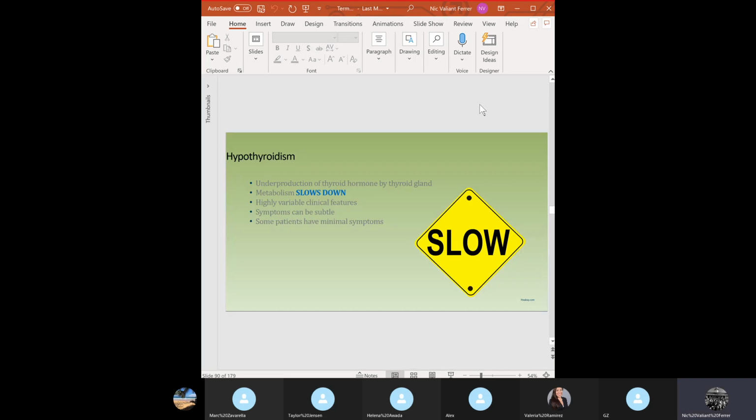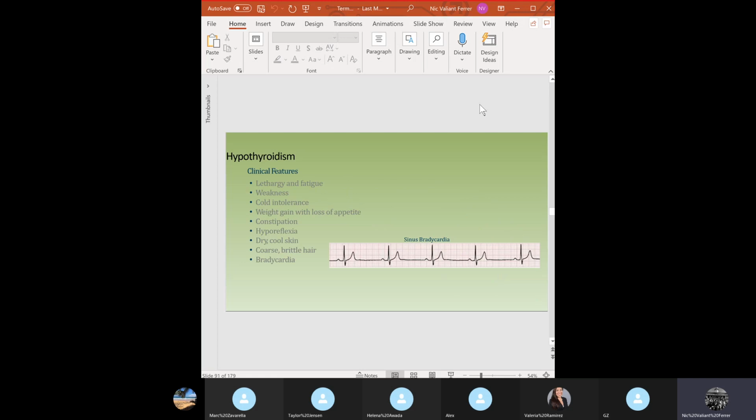Now, endocrinology. So hypothyroidism. Everything slows down. Think about basal metabolic rate decreased, right? Everything slows down. What are the features? Lethargy, fatigue, weakness, cold intolerance, weight gain, constipation, hyporeflexia, dry cool skin, coarse brittle hair, bradycardia.